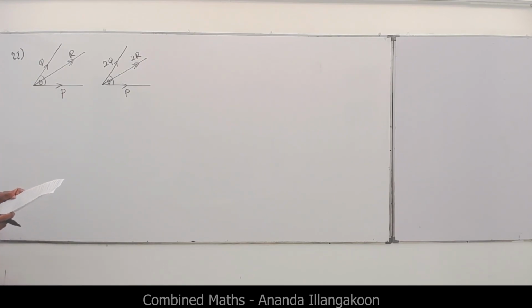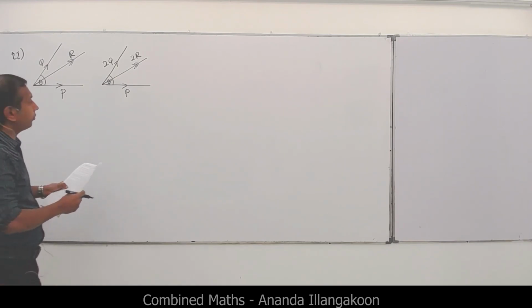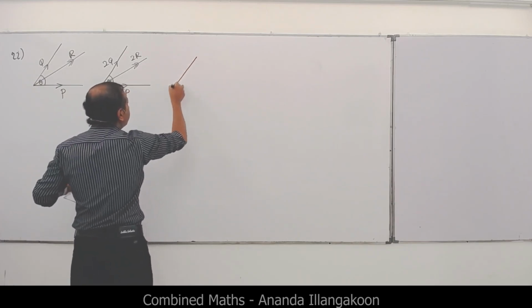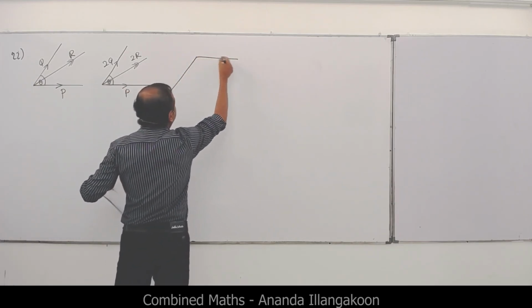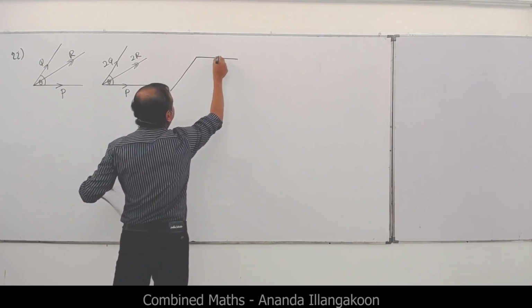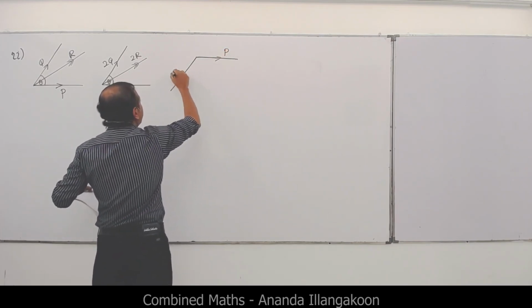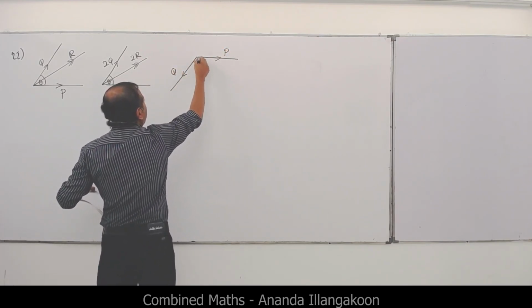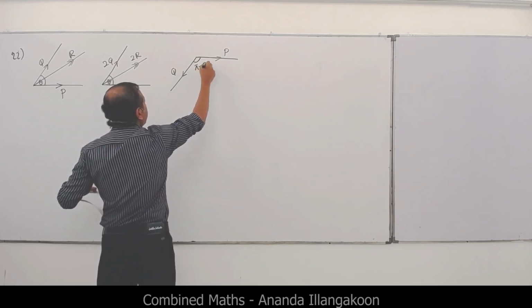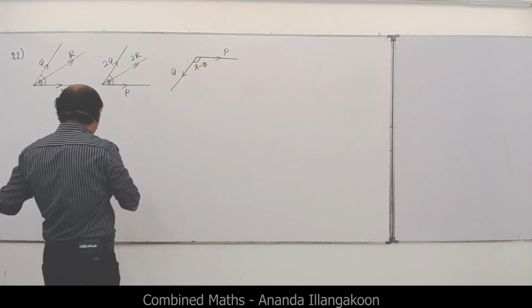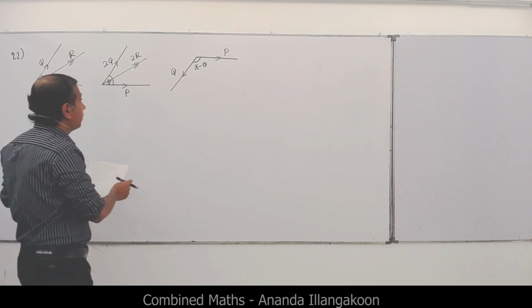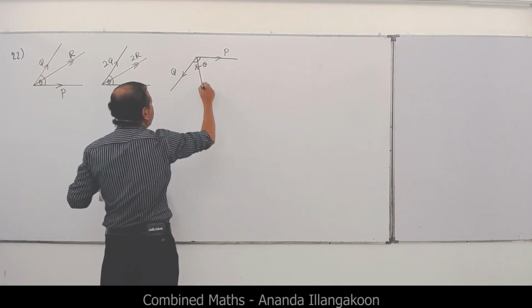The third case says when Q is reversed, that means Q acts in this direction. Q is reversed. P is still the same. Q is reversed means this direction. Then this angle is going to be 180 minus theta. Then we are given the resultant is again doubled, 2R.